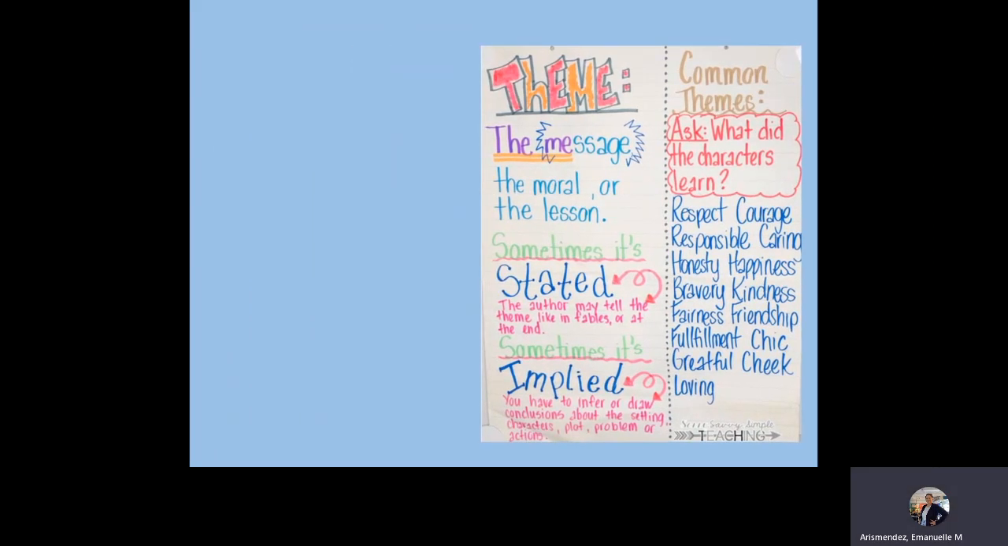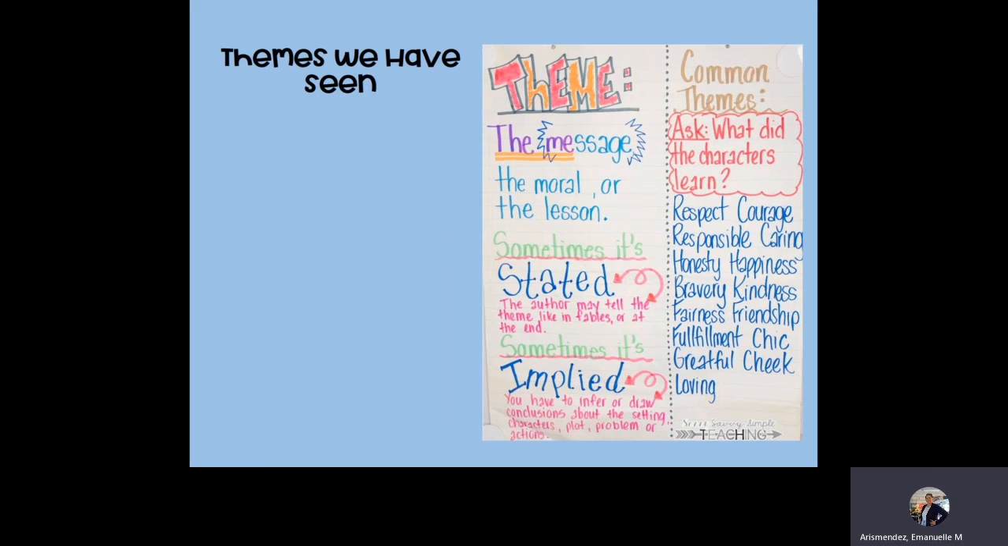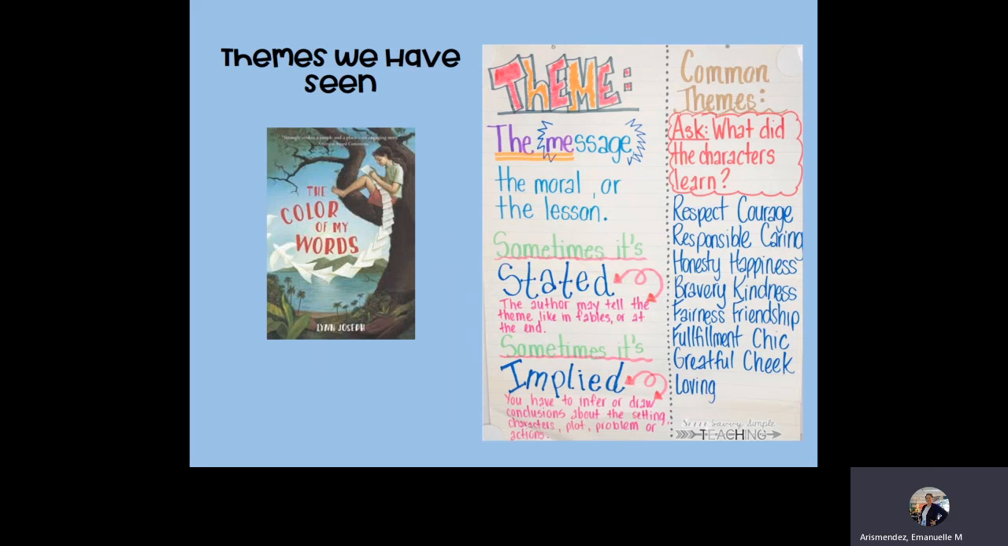Now, like I've said, we've learned about themes several times, and everything that we've read throughout the year has had themes. So let's talk about some of the themes that we have seen this year. So the first book that we read this year was The Color of My Words. What was the theme of this book? Think back to some of the things that Ana Rosa went through.